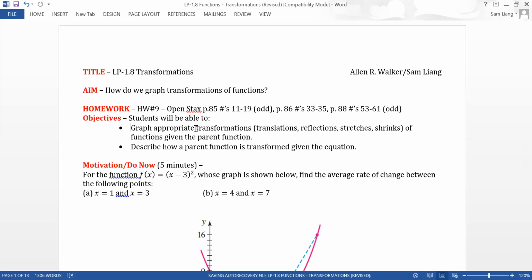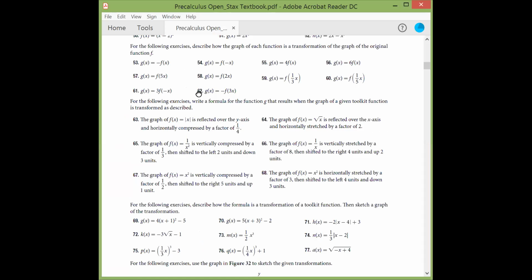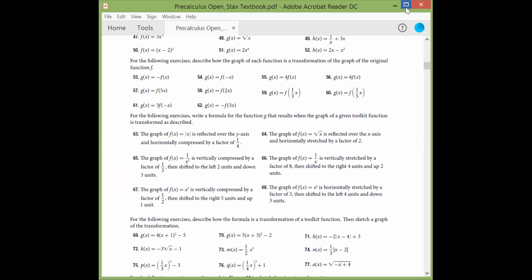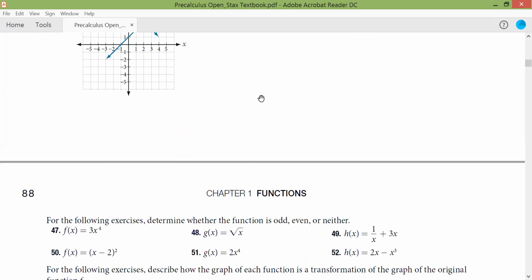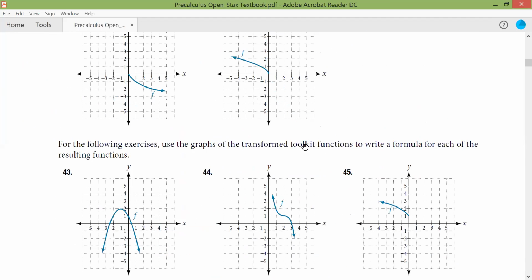Okay, in the textbook, you're actually going to see a different word. And let me share the textbook actually. And this is actually a preview of the homework. Okay, so they're going to use this word toolkit functions. So by toolkit functions, don't make too much of it. It's just a function that you're already familiar with.